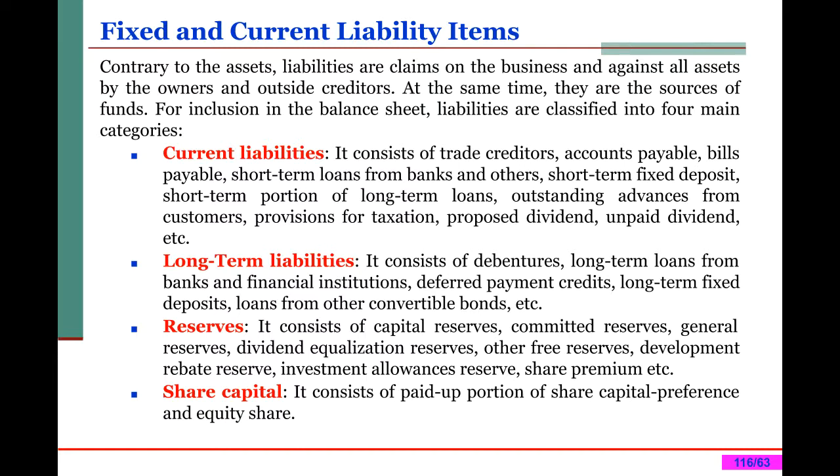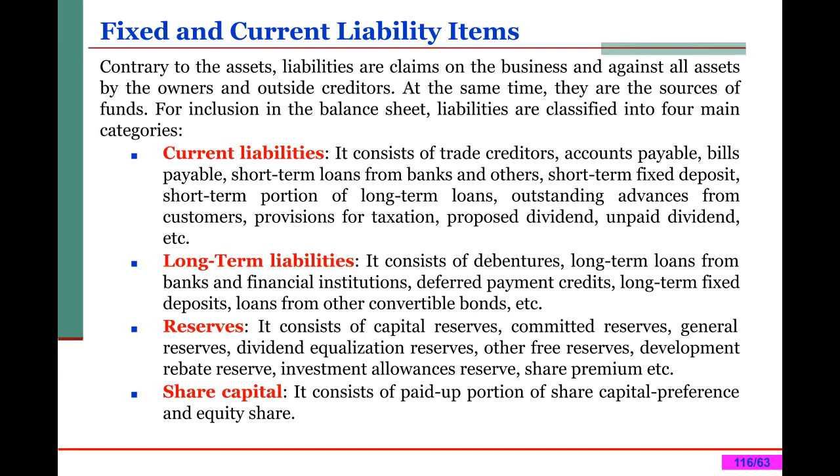Contrary to the assets, liabilities are claims on the business and against all assets by the owners and outside creditors. At the same time, they are the sources of funds. For inclusion in the balance sheet, liabilities are classified into four main categories.